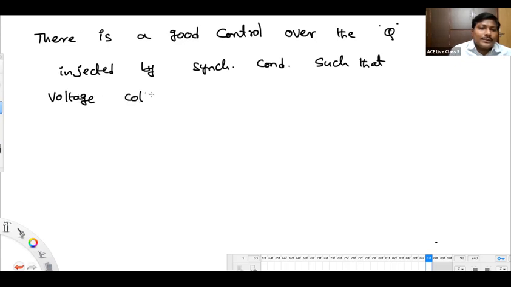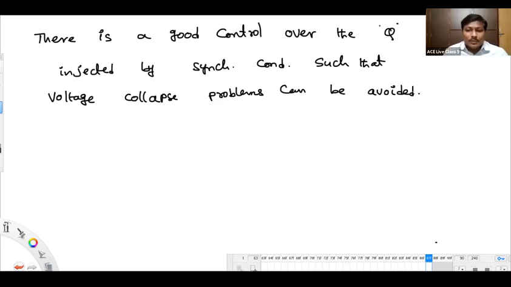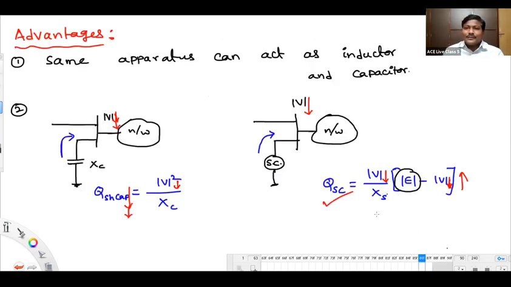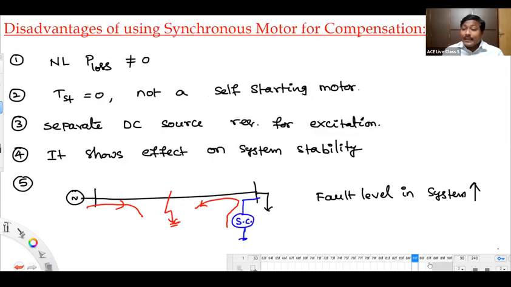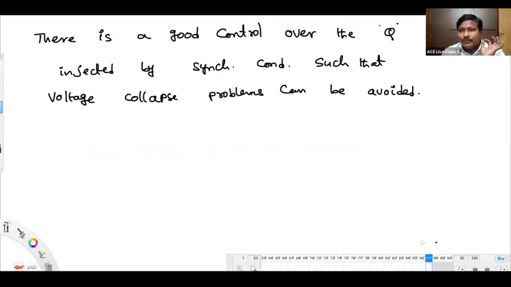Voltage collapse problems can be avoided. But we have many disadvantages of synchronous condenser compared to it. But it is one of the very great advantages.